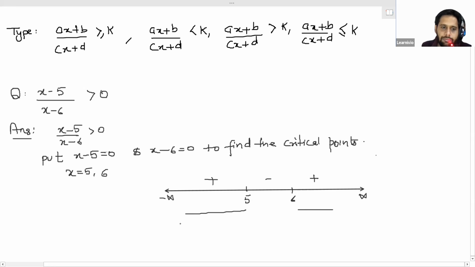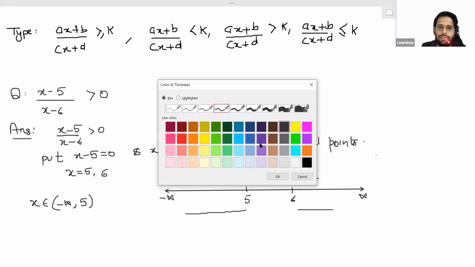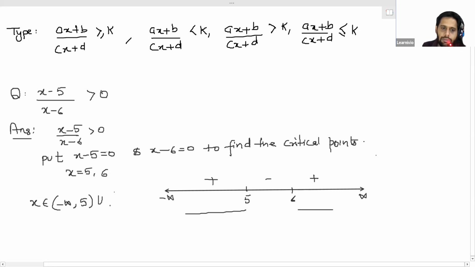So what will be the answer? Answer will be x belongs to minus infinite to 5, union 6 to infinite. This union concept we will do in sets, but always remember, if you have two answers, then we need to use a union. This means our answer is this one as well as this one. These both are our answers, so we will use a union over here.